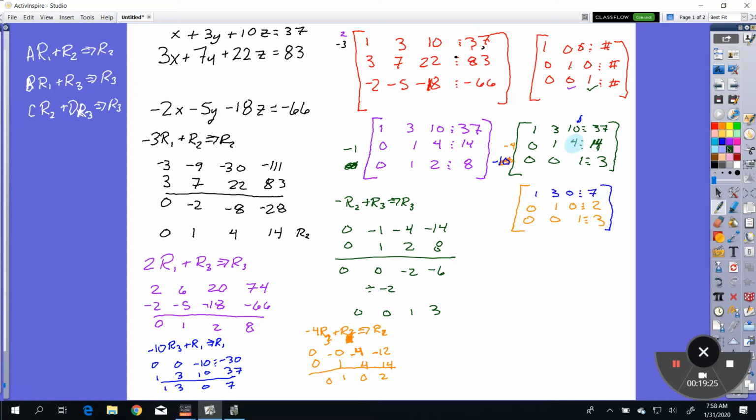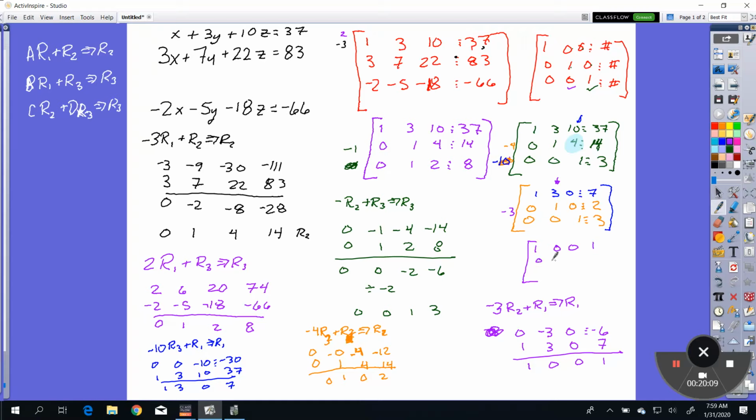So the only thing I have left that I need to do is I need to get this 3 to become a 0. So I'm going to go negative 3 times row 2, add that to row 1, and it's going to make a new row 1. So negative 3 times row 2, I'm going to write it right there, is 0, negative 3, 0, negative 6. Row 1. So now when I add those, I get 1, 0, 0, 1. So my final answer for row 1 is 1, 0, 0, 1.